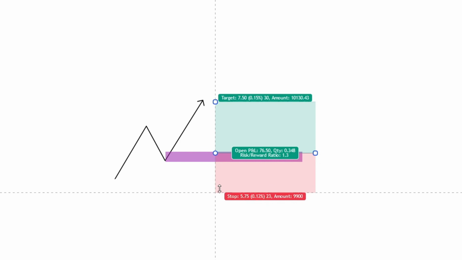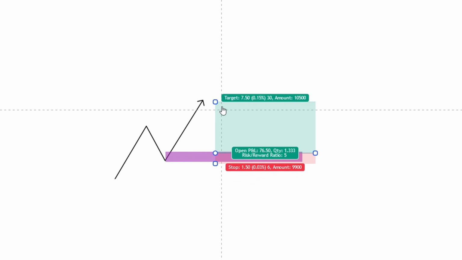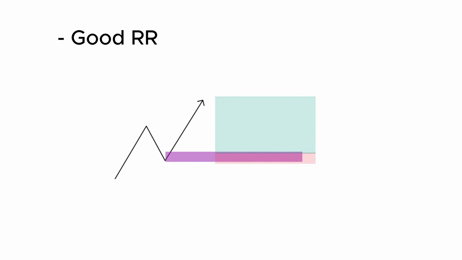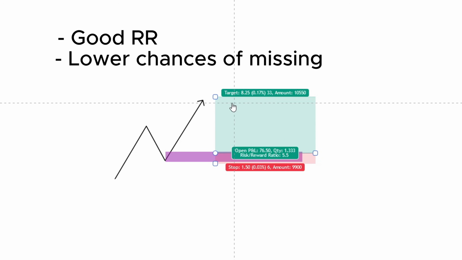Now these are the entry types on the order blocks. We can enter right at the touch of the order block. This is the most common entry type for a good reason. It gives you a good enough risk to reward ratio while also having lower chances of price missing your entry.